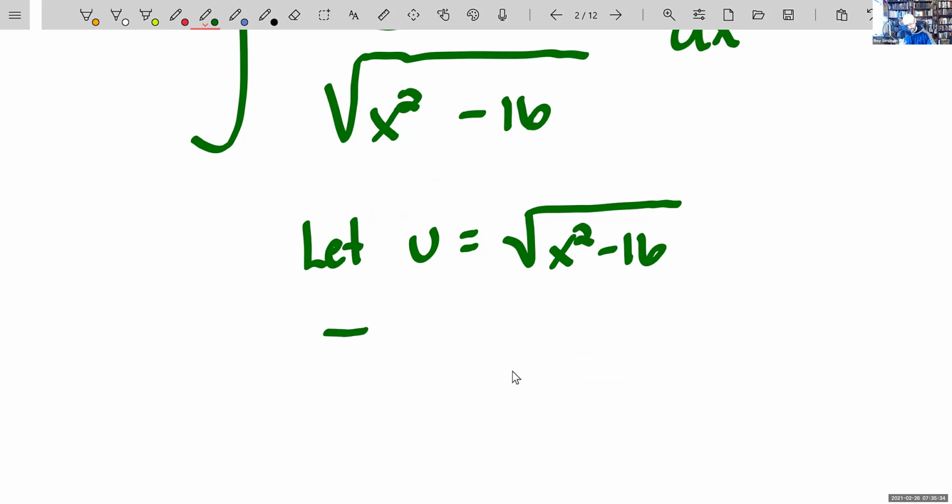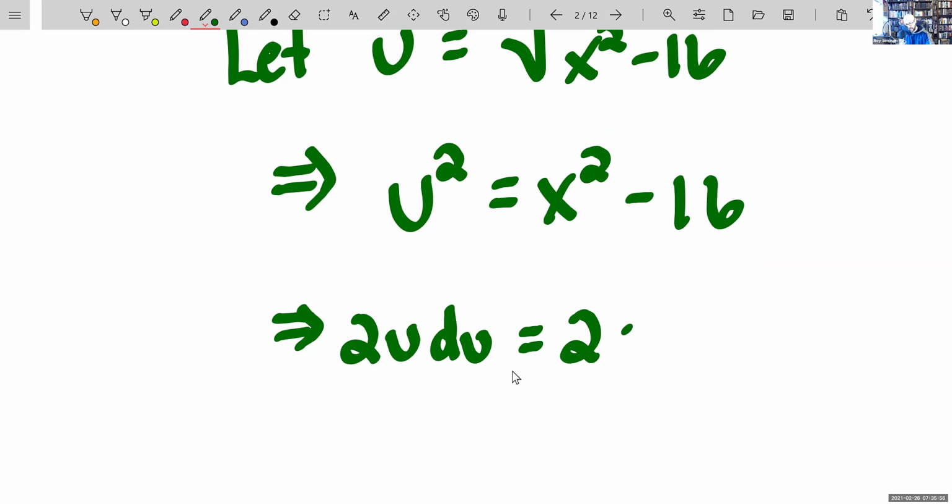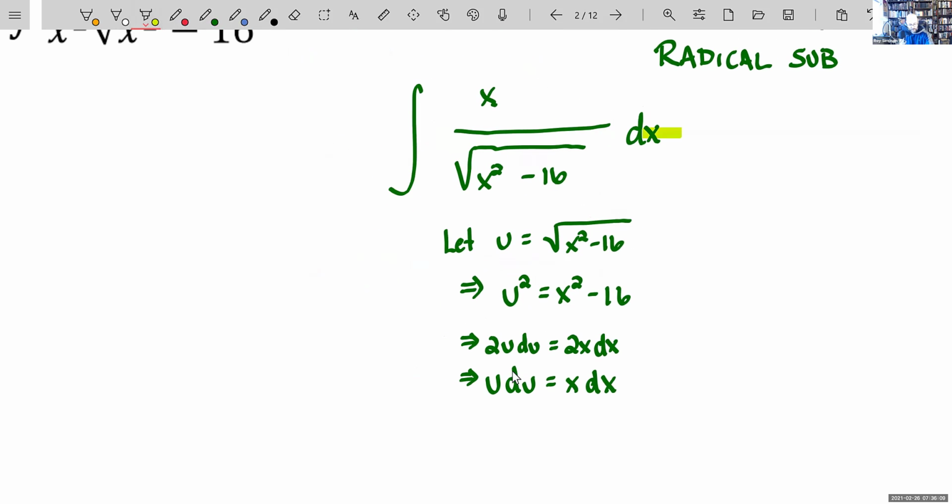Square both sides. If you square both sides, you get u squared is equal to x squared minus 16. And you can take the derivative implicitly. The derivative of the left-hand side, well, it's technically called the differential of the left-hand side, is 2u du. The differential of the right-hand side is 2x dx. The 2's cancel. And I get that wherever I see an x dx in that integral, I get to trade it out for a u du.